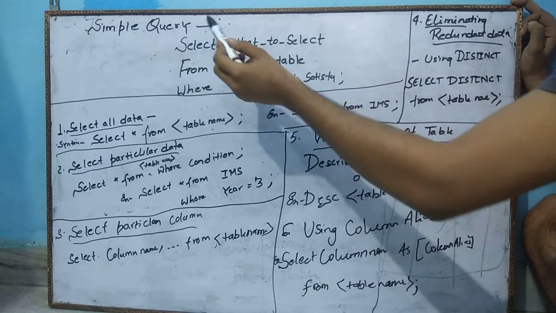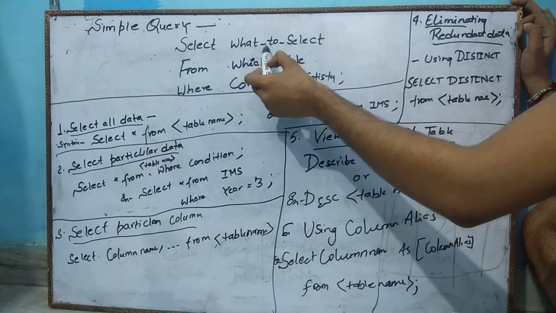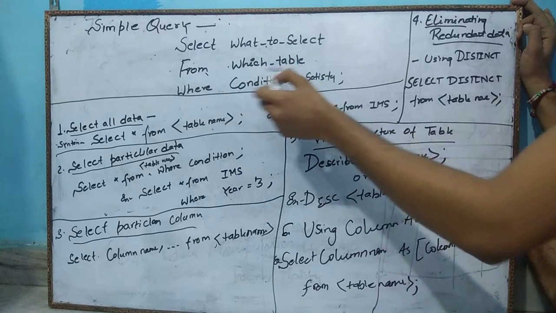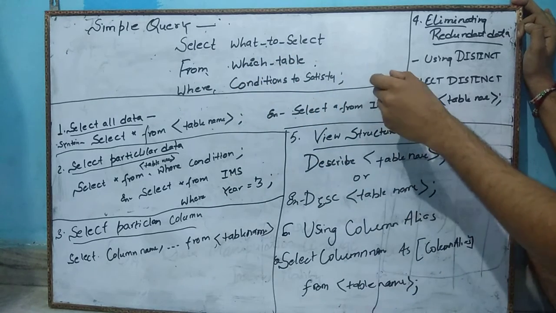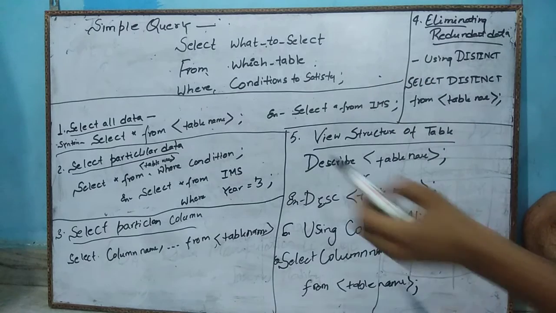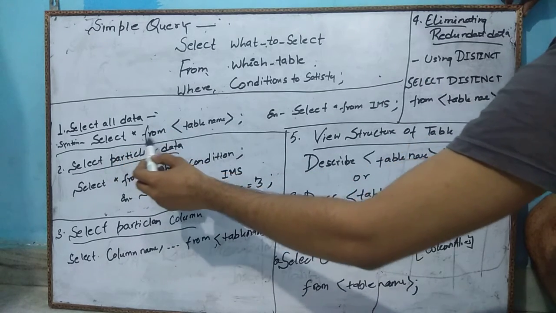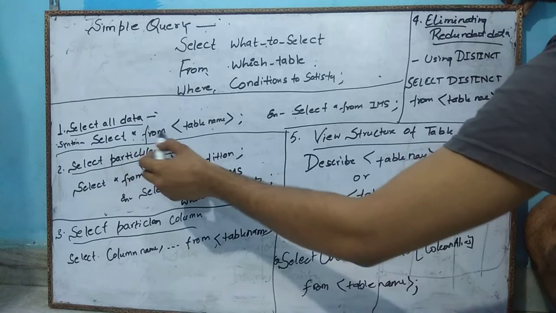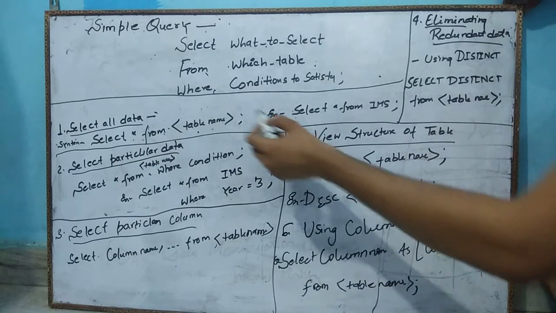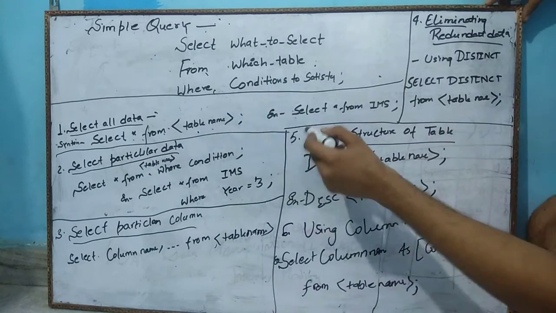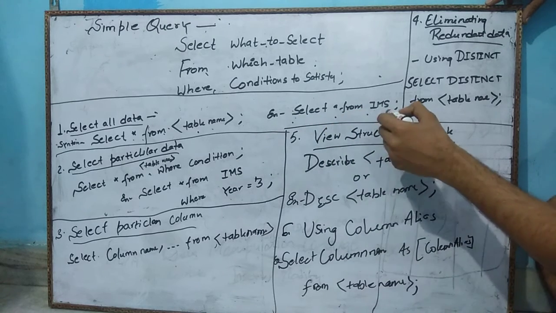In SQL, we perform a query as select, from, where: what we want to select, from which table, and where, the condition which is satisfied. Number one is select all data. Syntax is select asterisk from table name, select star from table name. Example, if we want to show all our data from IMS, select asterisk from IMS.